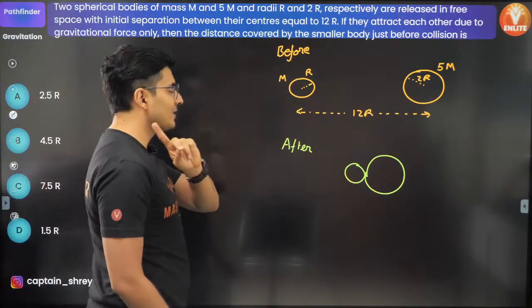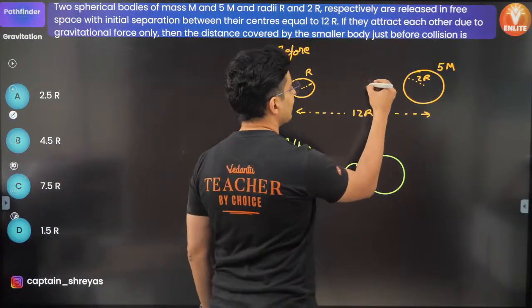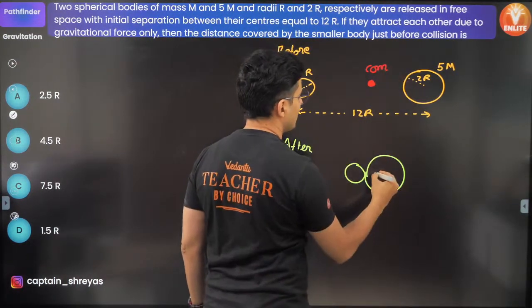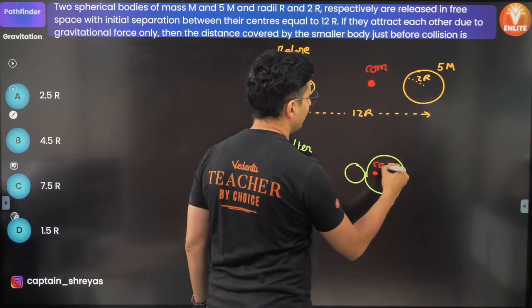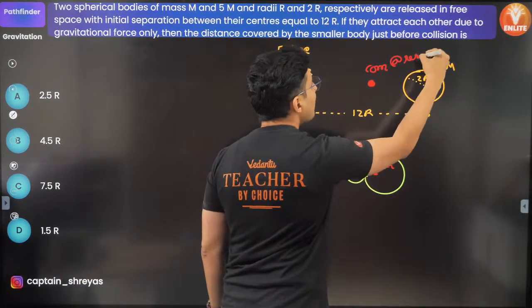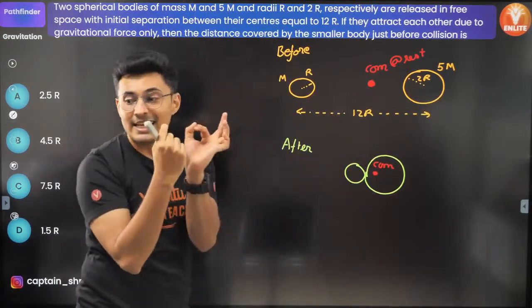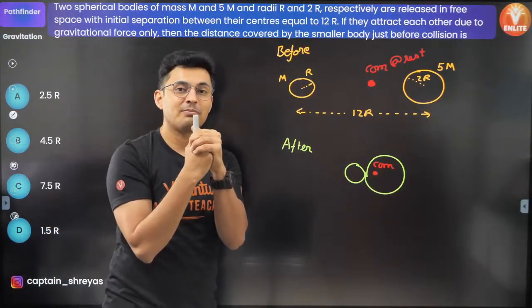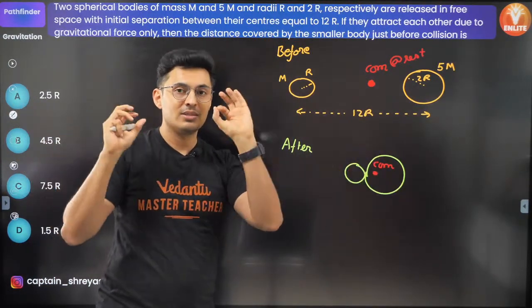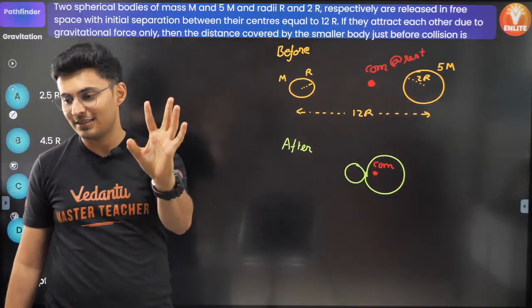That one thing which does not change is the center of mass. The center of mass of this entire system does not move. The center of mass is at rest because a gravitational force is an internal force. Keep this in mind. Because it is an internal force, there is nothing from outside to move it. So center of mass stays there as it is.